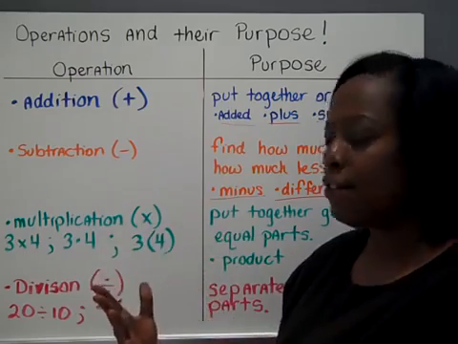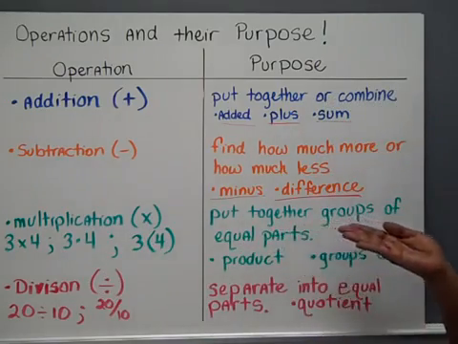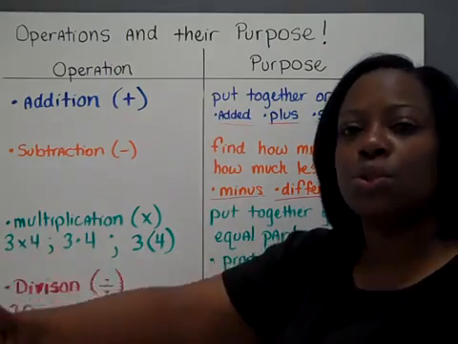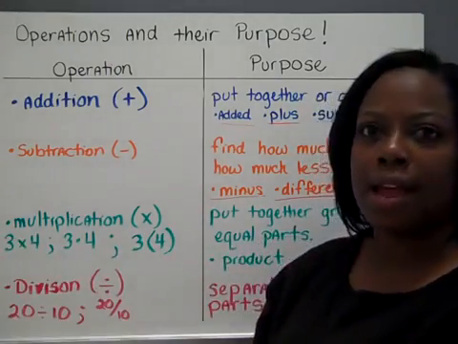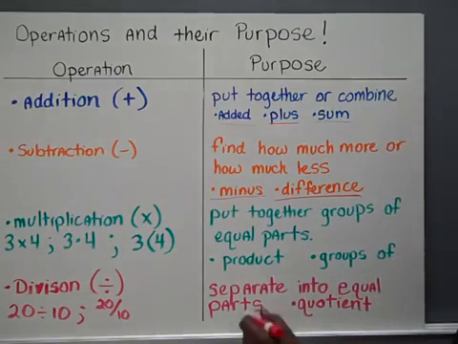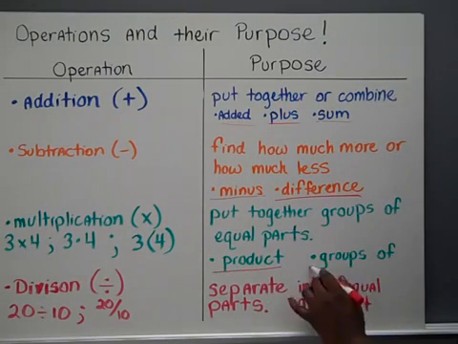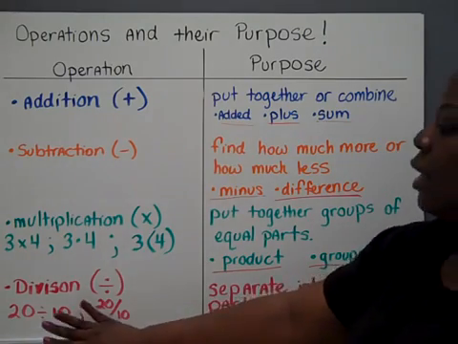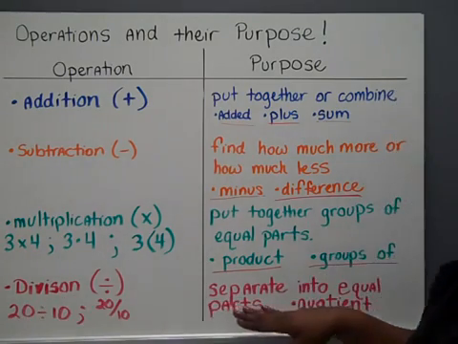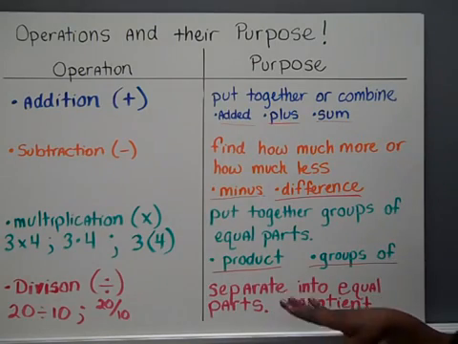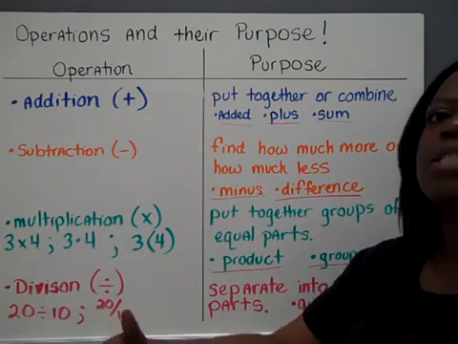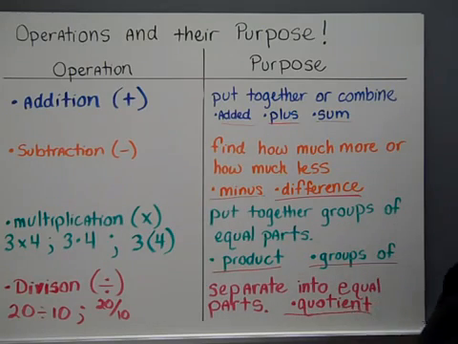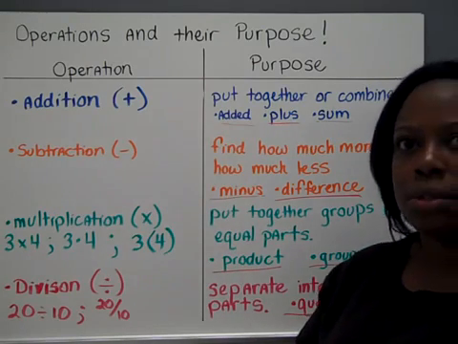Multiplication has a different purpose. You will put together groups of equal parts. Remember, Tyler was running 2 miles for 7 days. That is multiplication. They may say product or groups of in those word problems. And finally, division. Division also has another purpose, and its purpose is to separate a total into different equal parts. A lot of times they use the keyword quotient.